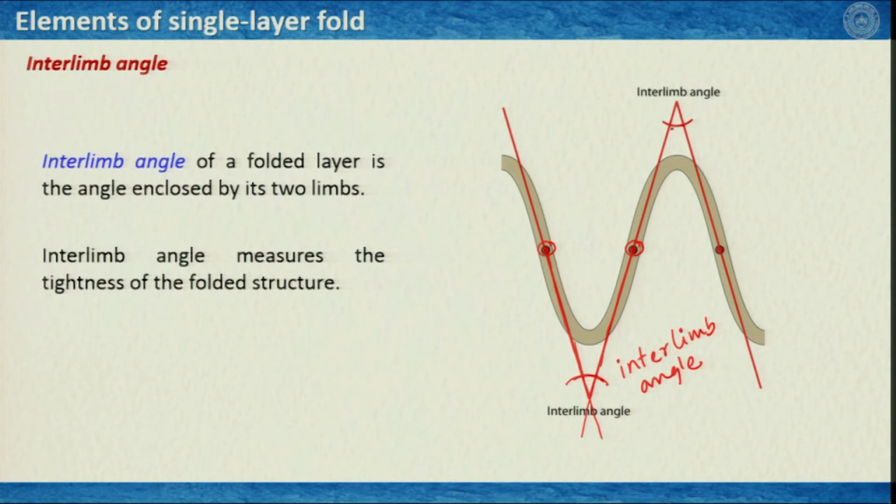Similarly, I can also draw an interlimb angle on this convex side, and this is again your interlimb angle. Now, in a fold train, this interlimb angle may vary from one curve to another, or it may remain constant. We will learn about it later, but the interlimb angle measures the tightness of the folded structure. The lower the interlimb angle, the tighter the fold. We will learn about it later, and we will also classify folds based on the interlimb angles.